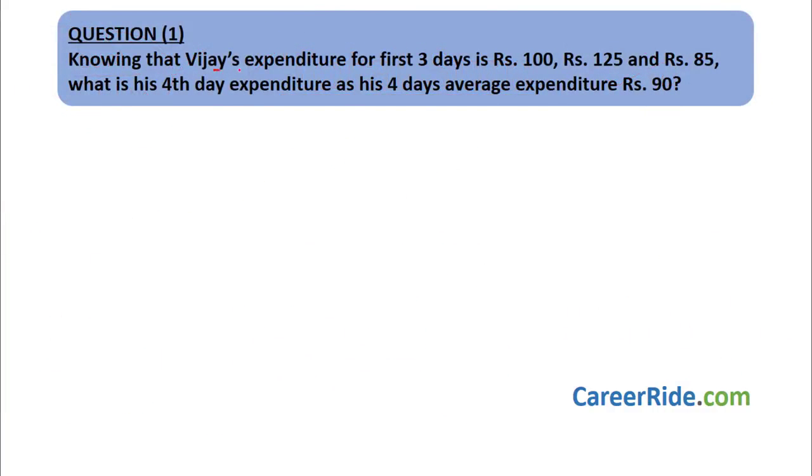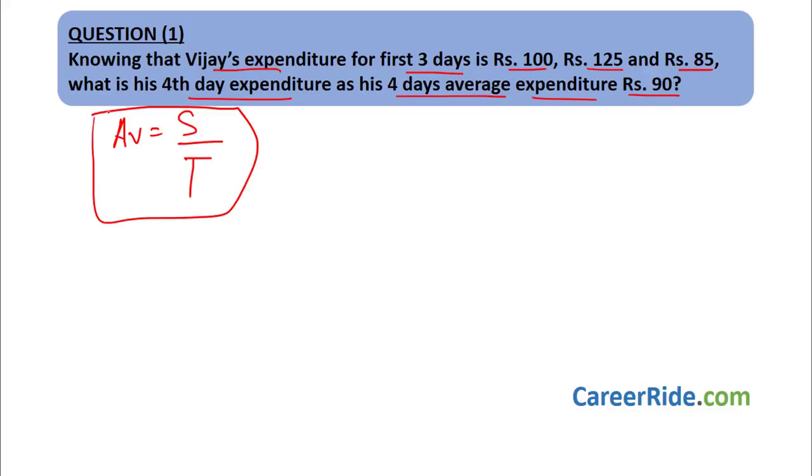Knowing that Vijay's expenditure for the first 3 days is rupees 100, rupees 125, rupees 85, what is his 4th day expenditure, as his 4 days average expenditure is rupees 90. Now we know average is nothing but sum upon total, right? This is the formula. Now what is exactly total? Total is nothing but total number of observations.